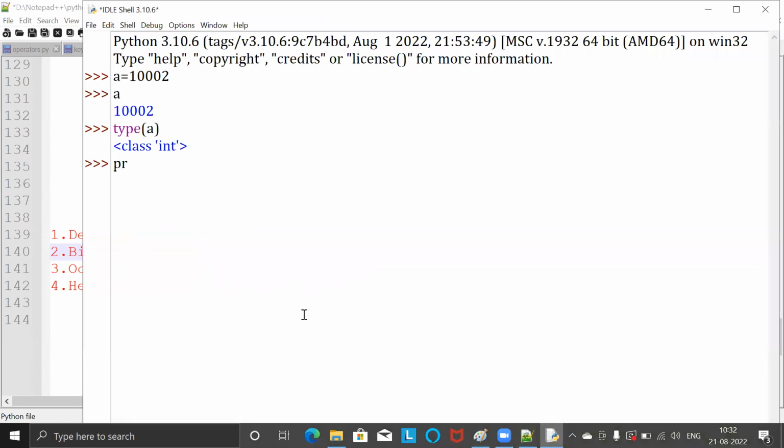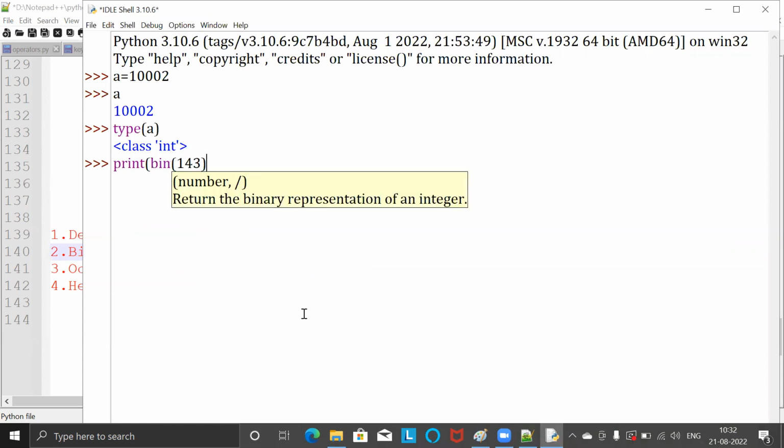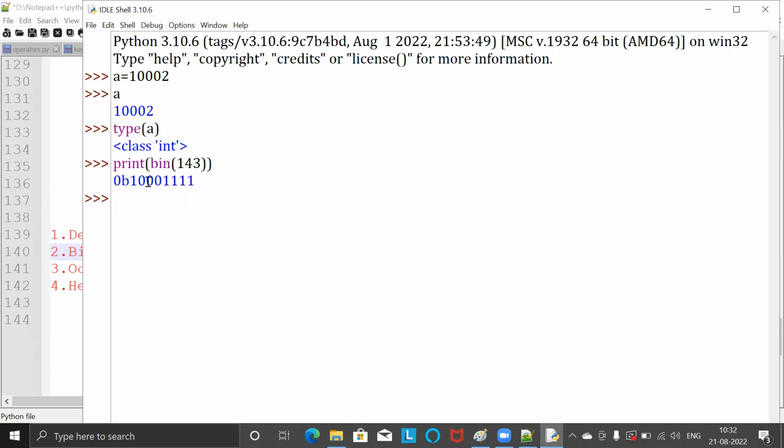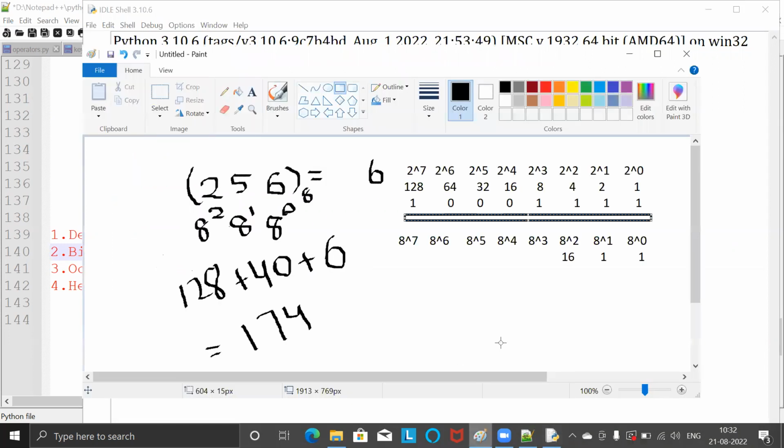Here I want to print the binary form of 143. I will explain how it is done. First of all, 2 power 0, 2 power 1, 2 power 2, 2 power 3, 2 power 4, 2 power 5, 2 power 6 and 2 power 7. The values of the powers are this.